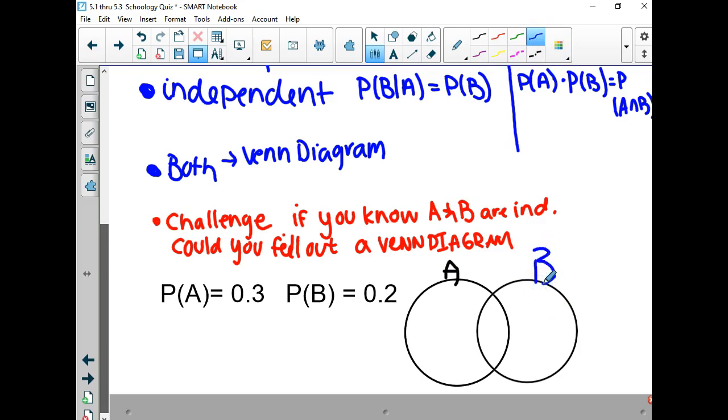There's a problem though. I didn't give you the middle. But what do we know? I told you they're independent, right? So what does that mean? You could multiply the probability of A and B together, 0.3 times 0.2, to get 0.06 for the center. And now you can find the probability of just A happening by taking 0.3 and subtracting 0.06 from it. And the same goes for the other side.